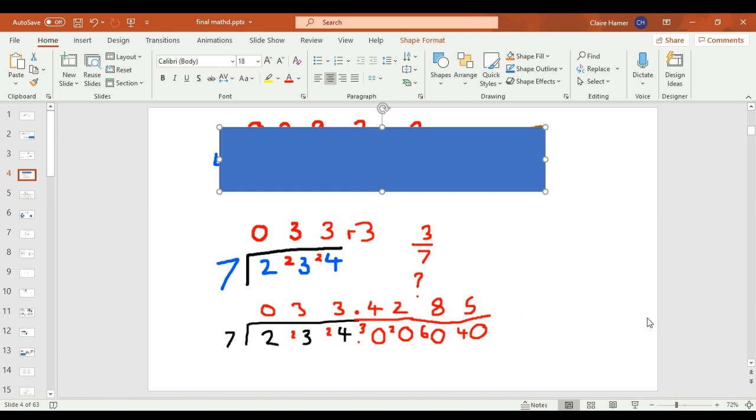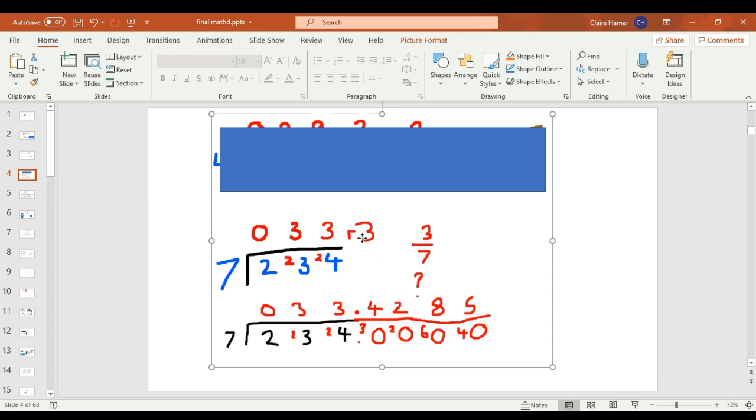Okay, let me know how you got on with that, because even if you've got to this point, the remainder 3 part, that's still good. Okay, right, we'll have another go at that tomorrow.